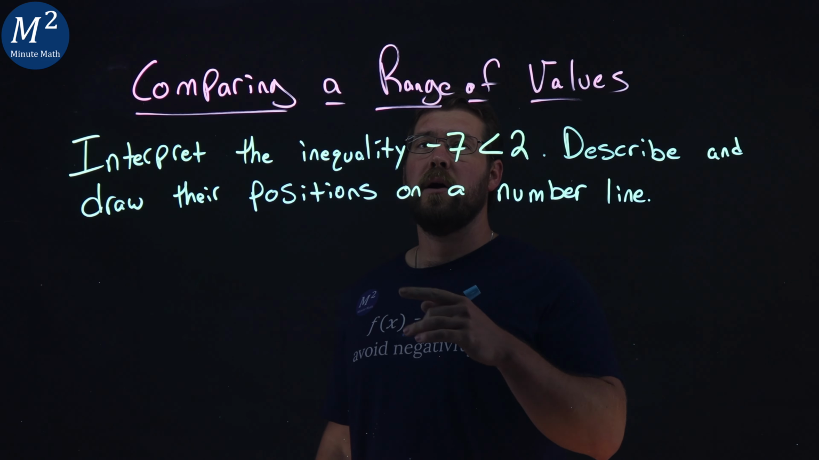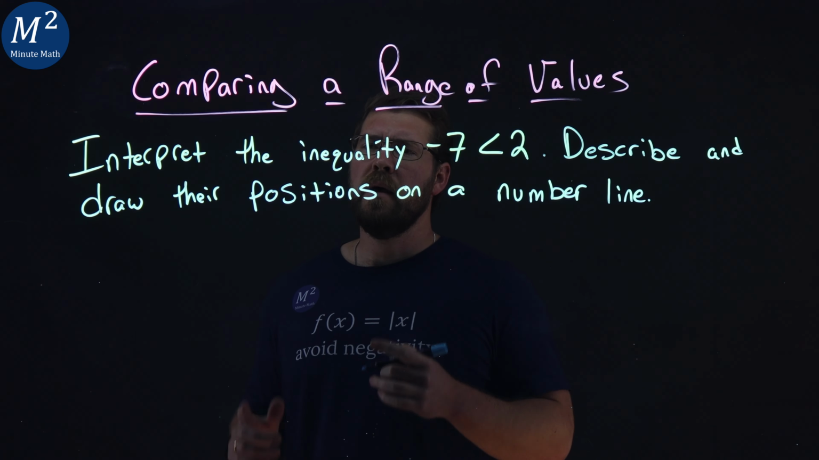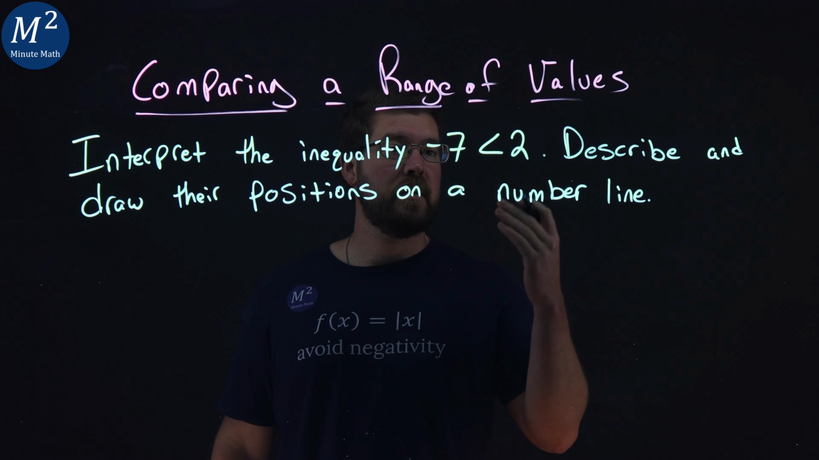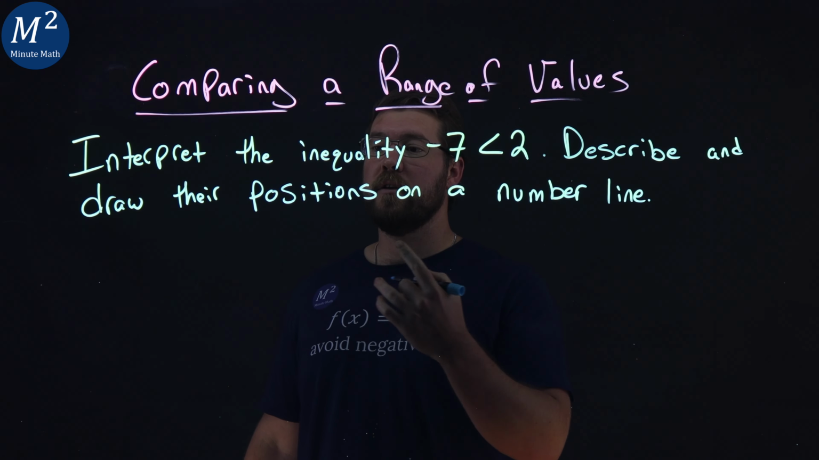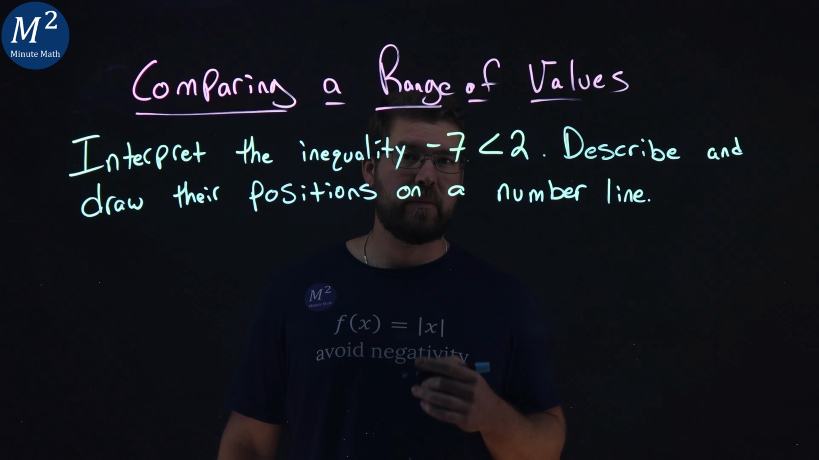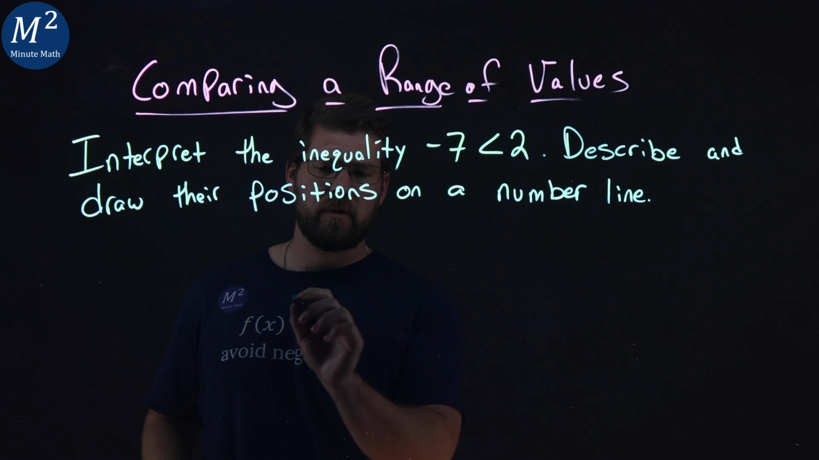Let's learn about comparing a range of values. Interpret the inequality -7 is less than 2. Describe and draw their positions on a number line. Let's draw the number line here first.